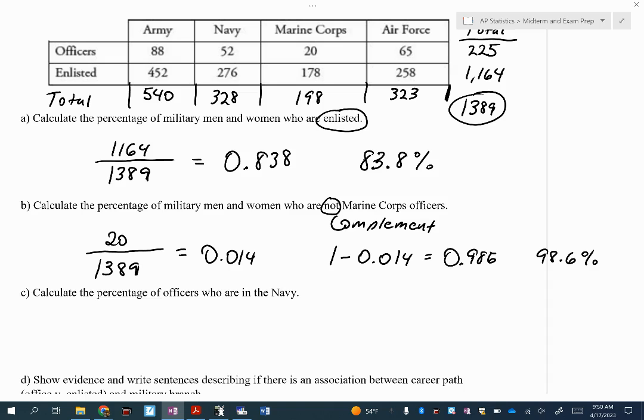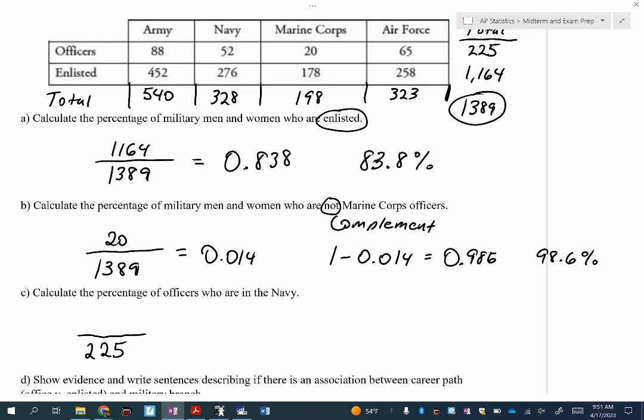All right, let's do letter C. Letter C, calculate the percentage of officers who are in the Navy. So what's going to be my denominator for this one? Say it again, Diana. Let's see, 225. Why'd you say that? Because it says percentage of officers. Very good. I agree with Diana, right? It says of officers, so I'm thinking that is going to be my denominator.